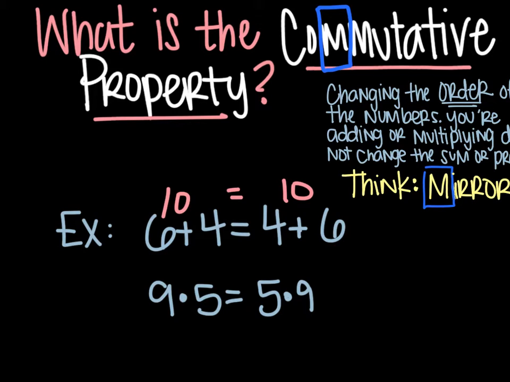Same with multiplying. 9 times 5 is 45. 5 times 9 is 45. Your answer isn't changing, just how it looks, the order of the numbers. Again, you put a mirror right here on the equal sign, and you're reflecting what's on the left on the right, or vice versa.